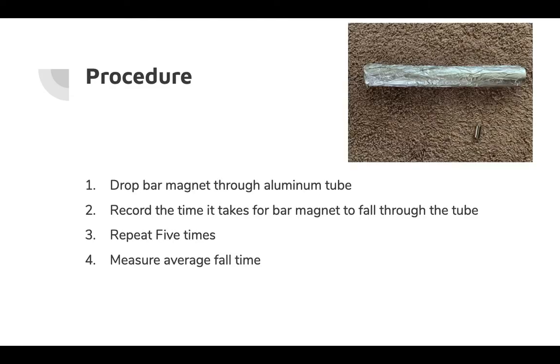The procedure. First, we drop a bar magnet through an aluminum tube. Then we record the time it takes for this bar magnet to fall through the tube. We repeat this 5 times, and we measure the average fall time.